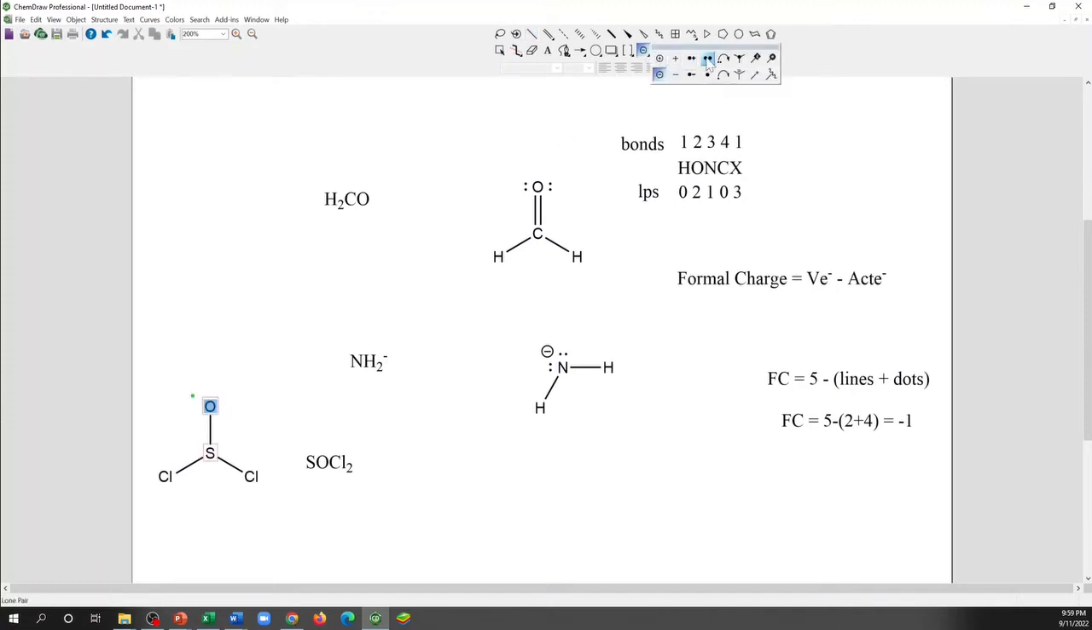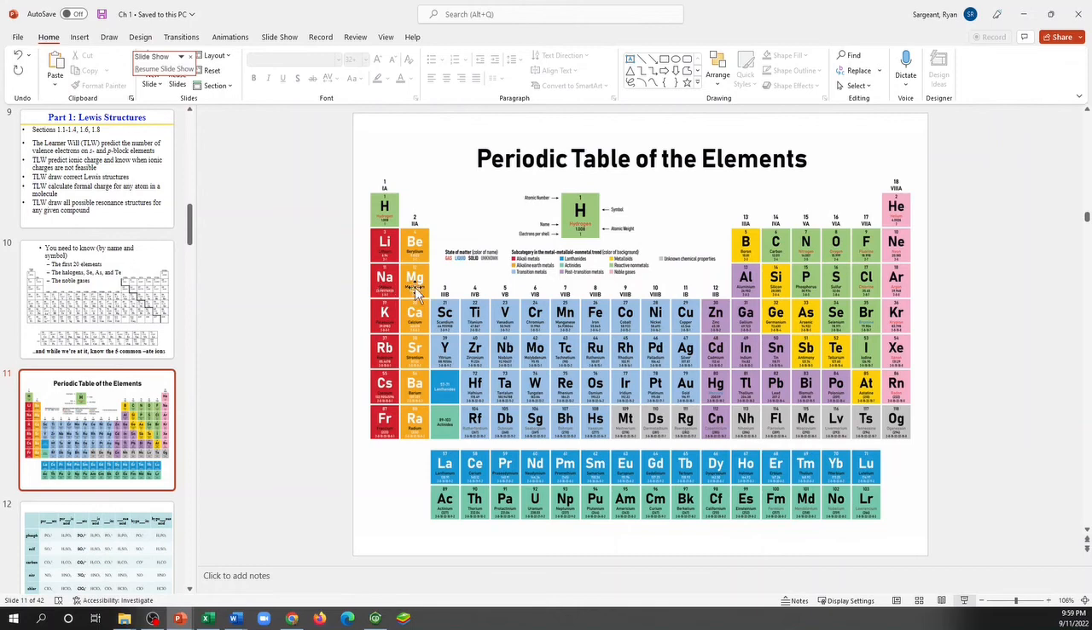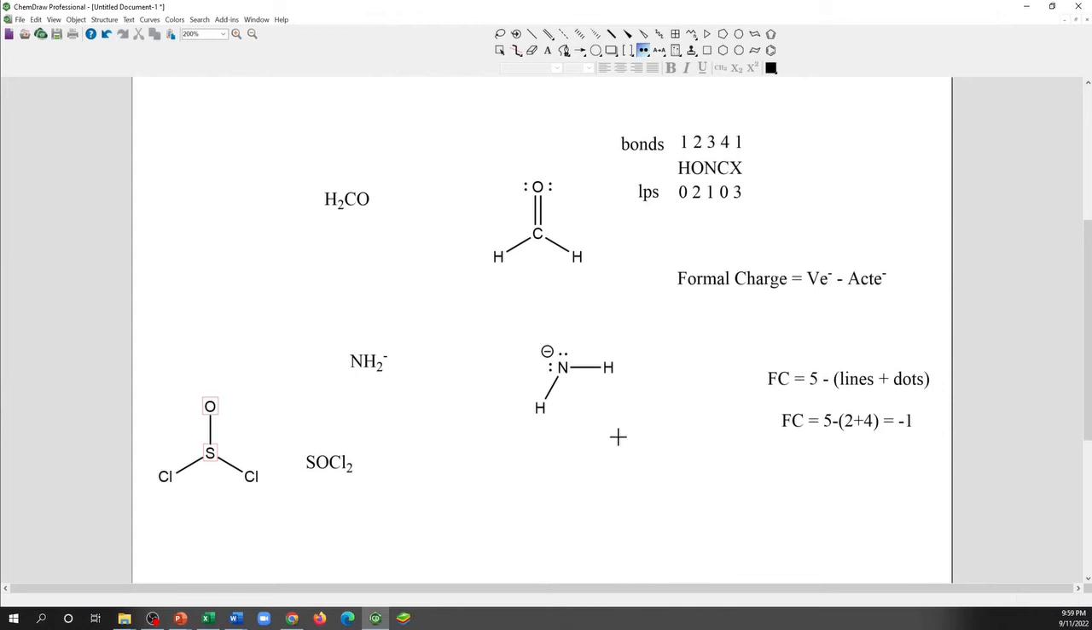The total number of valence electrons in thionyl chloride is based on the periodic table. Sulfur has 1, 2, 3, 4, 5, 6 valence electrons. Oxygen also has 6 valence electrons, and the chlorines each bring 7 valence electrons to the table. 6 plus 6 plus 7 plus 7 is 26. 6 and 6 is 12... 20 is 24. No, 26.